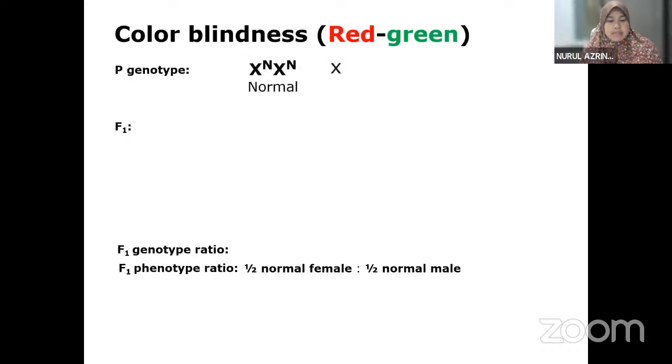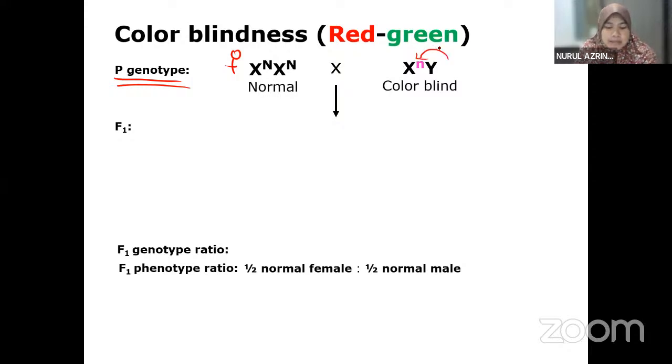Okay. So let's see color blindness. Color blindness is the disability for a person to distinguish between red and green. Dia tak boleh beza merah dengan hijau. That's why nak ambil lesen kereta tu kena ada ujian lebih sikit. Alright. So look at here. The parent genotype. So this is female, normal female. You can see that her genotype is X capital N, X capital N. So maksudnya penglihatan dia normal. Kahwin dengan, cross with a colorblind male.